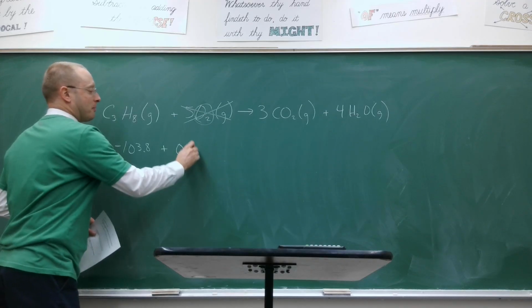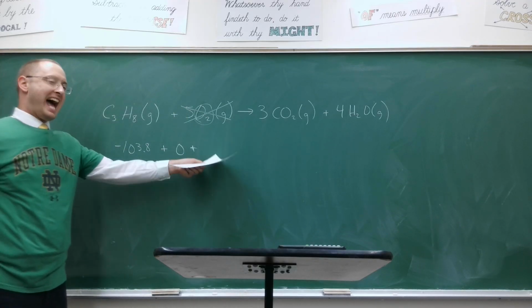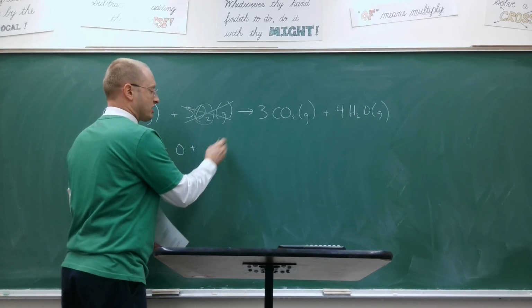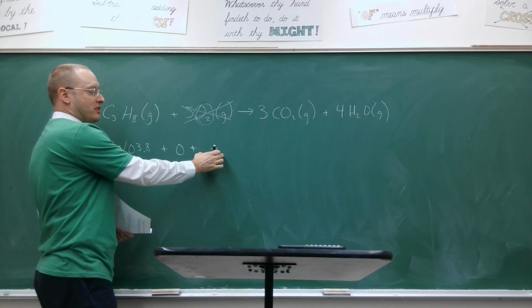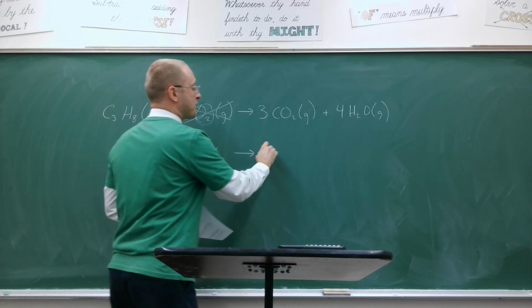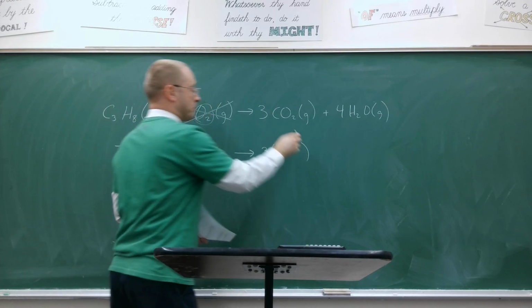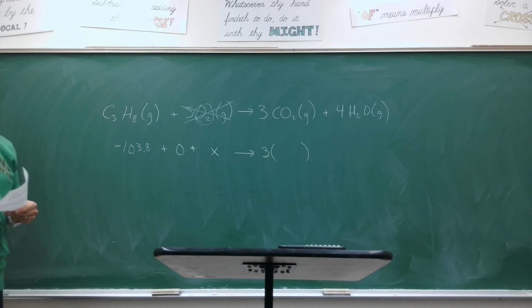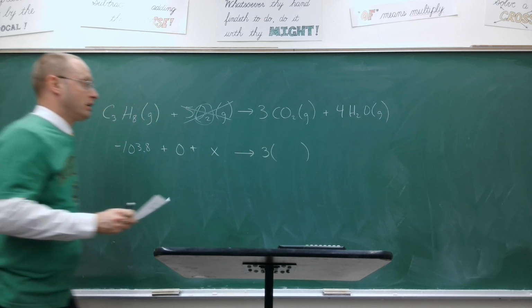The elements. And then I said also let's add in an X, just a value to hold the enthalpy that's going to be accounted for here. We have 3 carbon dioxide, so we're going to have to multiply whatever carbon dioxide is times 3. What is that from the chart? Negative 393.5.